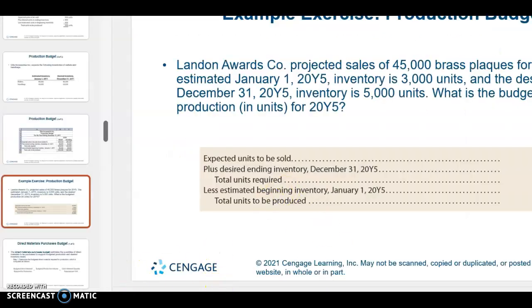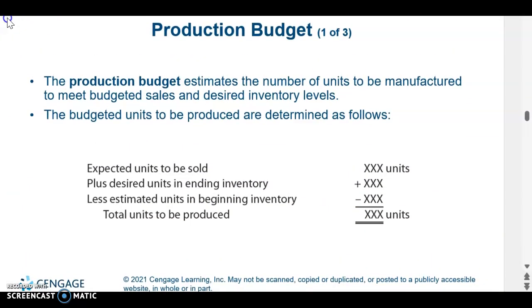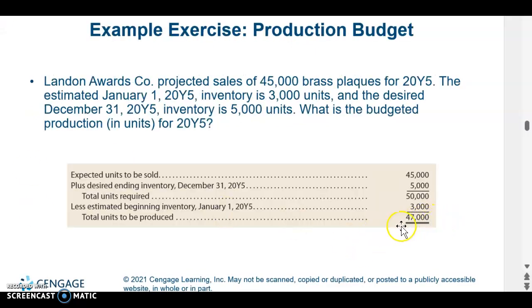So that is how you're going to work the example exercise. And just to show you the answer, there it is. The total units to be produced is 47,000. And remember, we had to know how much we plan to sell before we can figure out how much we needed to produce.